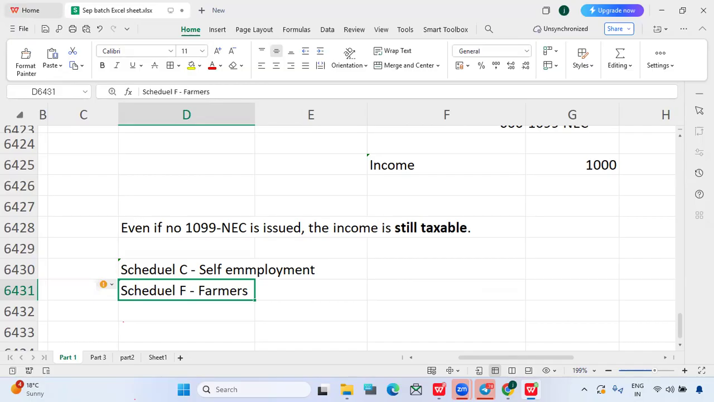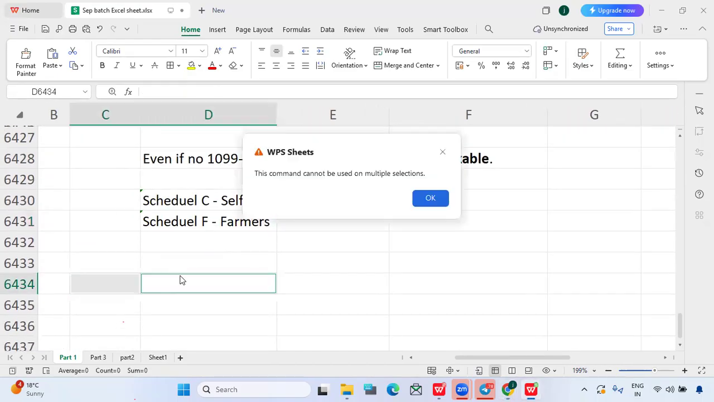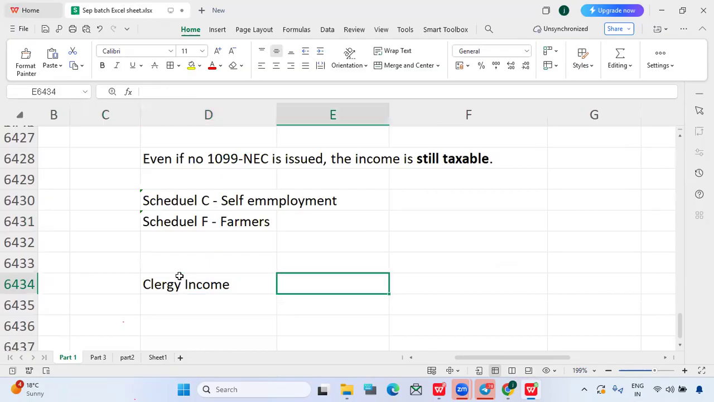And also we have a couple of other SE taxes. Clergy income. Clergy income is also subject to self-employment taxes. So if the taxpayer is clergy, the clergy income is also subject to SE taxes. So this is very important. We will see the clergy. It's an important area. IRS loves to test on the same.